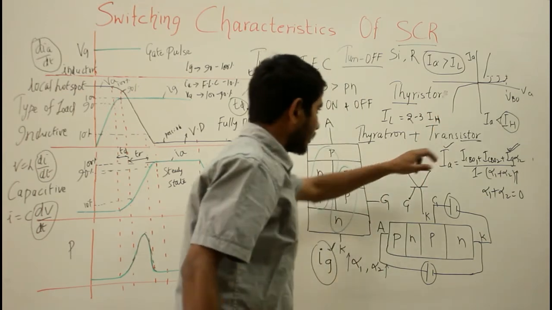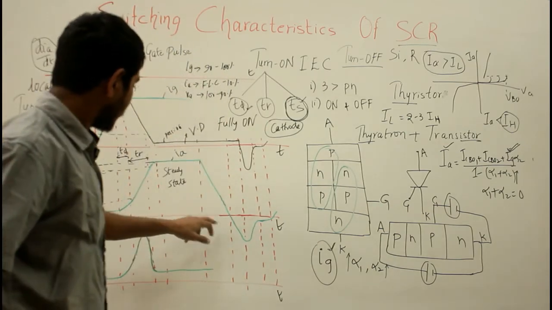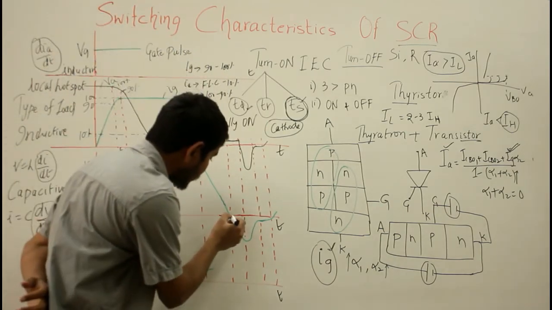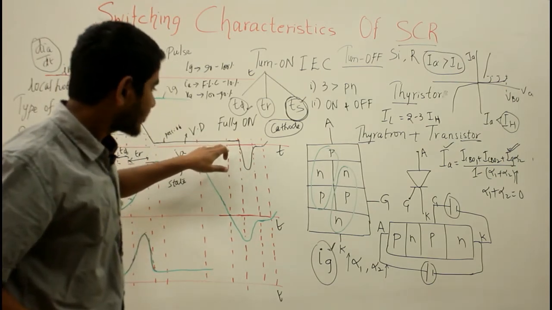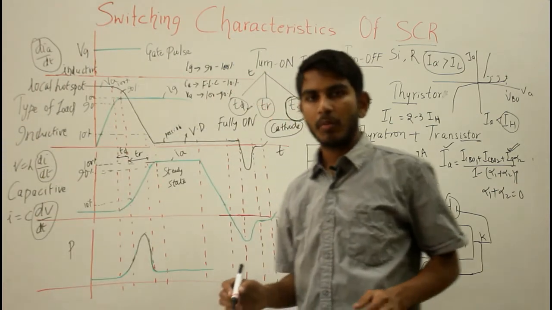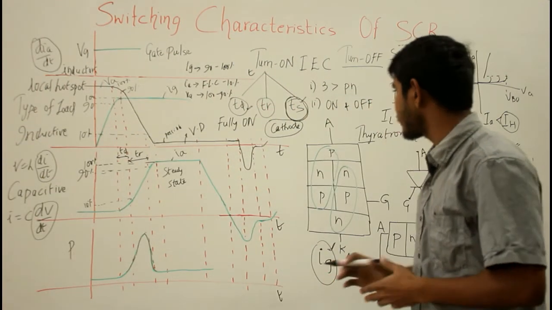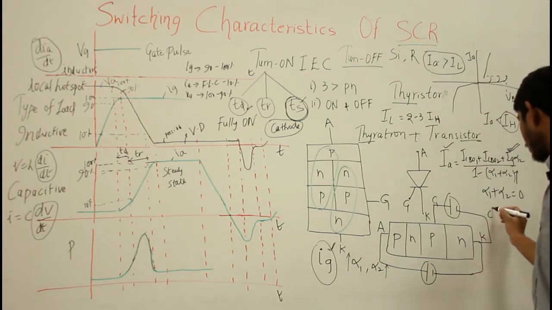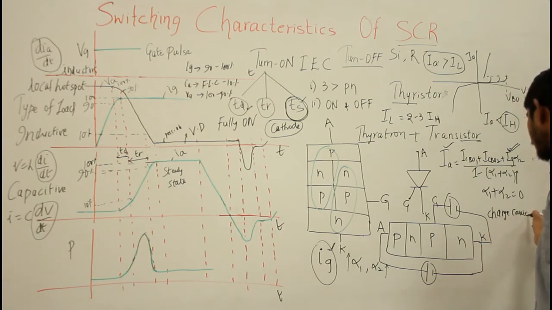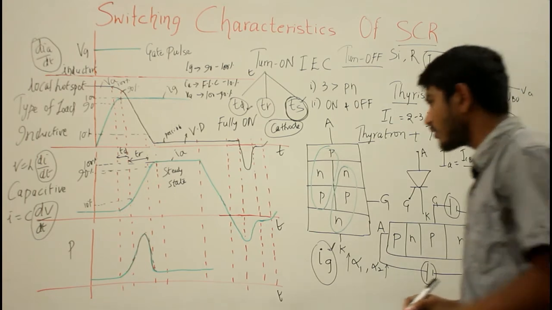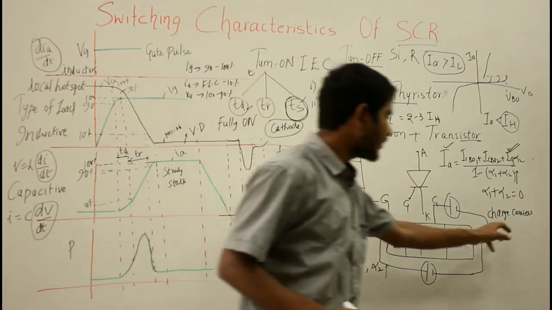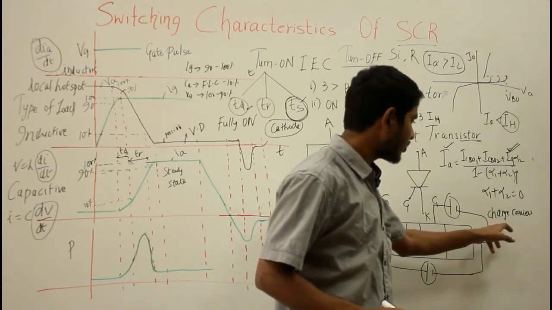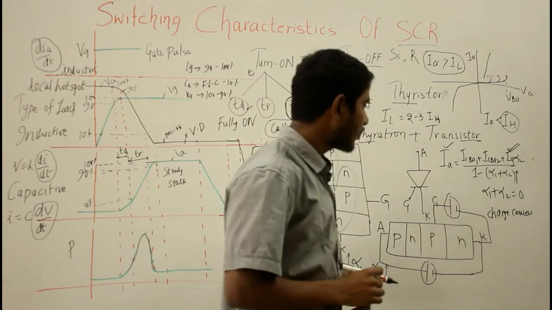Even when the anode current falls to 0, there is some voltage appearing here. That means the thyristor is not able to regain its property of blocking the forward voltage due to the presence of charge carriers in the 4 layers. Therefore, for the proper turn off of your SCR, these charge carriers must be swept out or recombined.